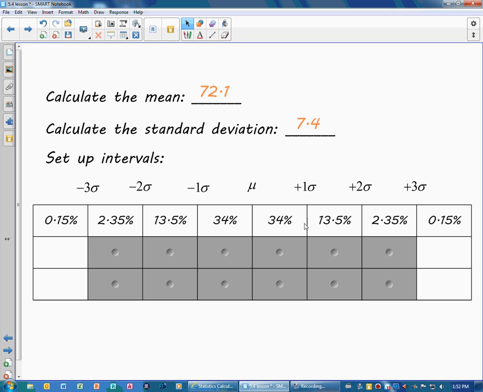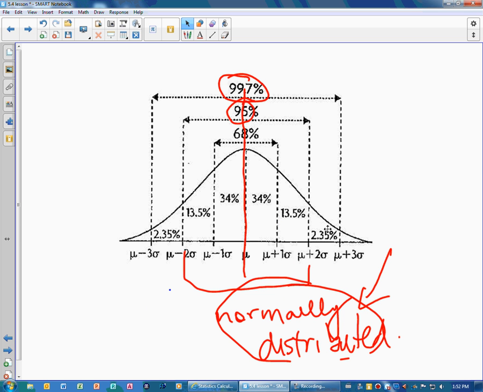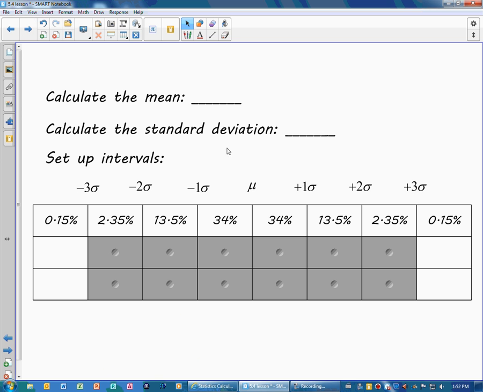You actually can just do 6. You don't need to do these 0.15s because I'm not doing them. I'm doing 1, 2, and 3 above and 1, 2, 3 below. So set up the 6 by 3 table. And these percentages are just from this: 34, 13 and a half, 2.35. Okay, 34, 13 and a half, 2.35.